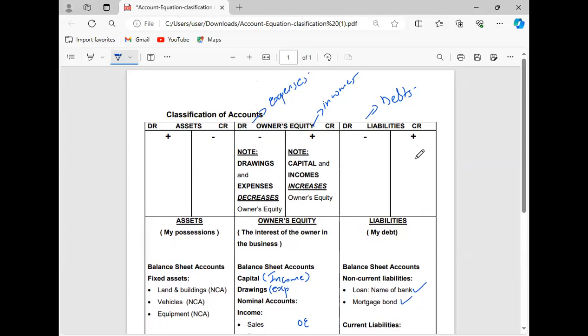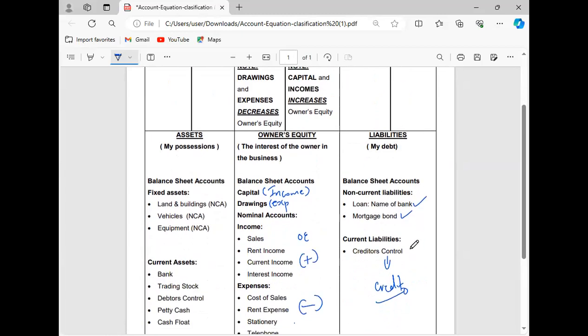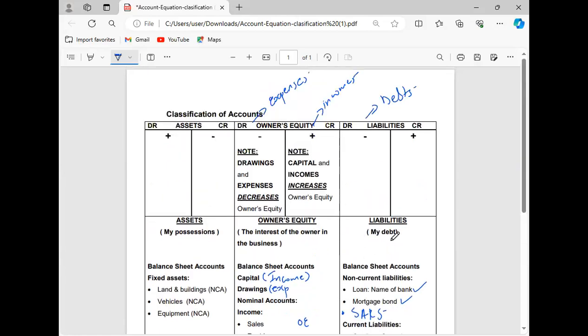And then we go to our liabilities, and then the most important accounts will be creditors control, as well as loan, as well as mortgage bond, as well as SARS. And then SARS is regarded as our what? Our liability. If it's payable to SARS, then it's going to be our liability, and all our liabilities will increase under the credit side, decrease under our debit side.